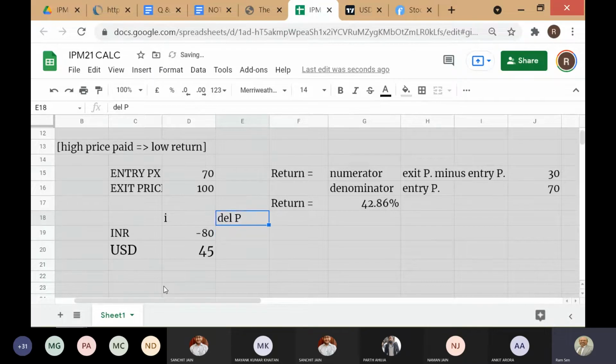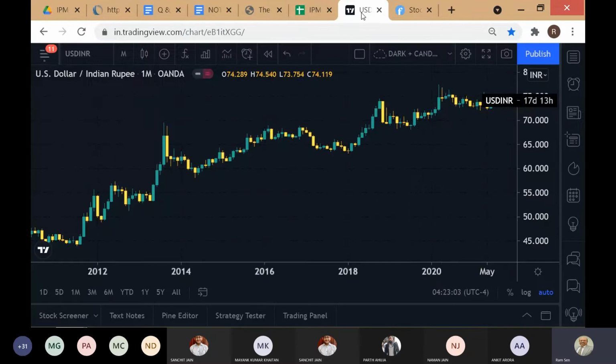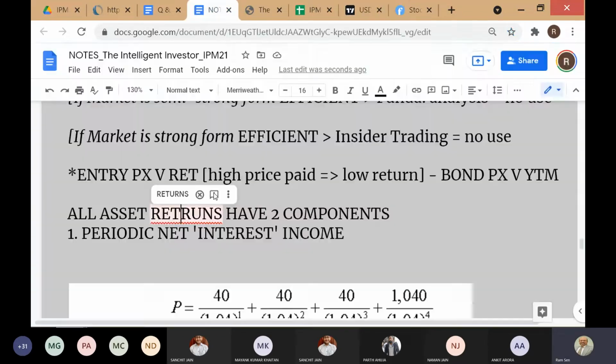So every investment return has two components, all asset returns. Remember, I'm not saying stock returns. Notice this. This is how you should talk when you're talking about general principles. Asset is very general. That's why I can talk to you about dollar rupee. This is not a stock. These are currencies. I could talk to you about crude oil, soybeans or jeera. So all kinds of stuff. That's why I've used the word asset. This can be applied anywhere. Could be commodities, currencies, equities, bonds, real estate. All asset returns have two components.